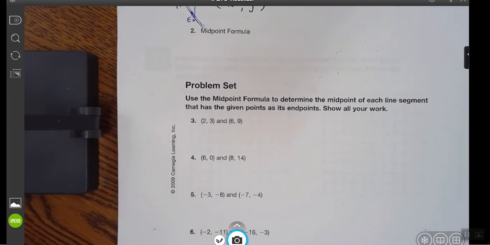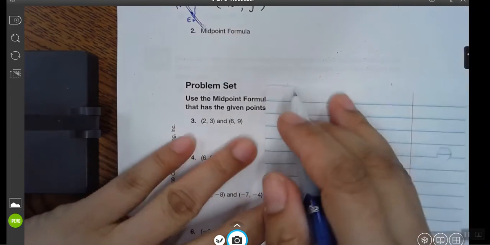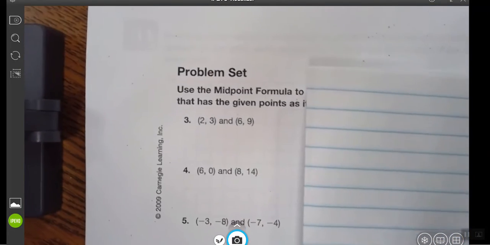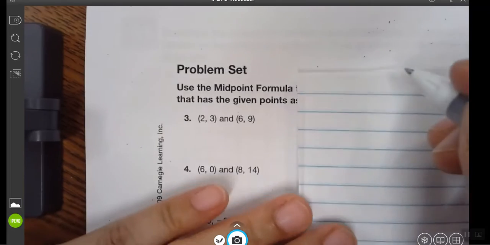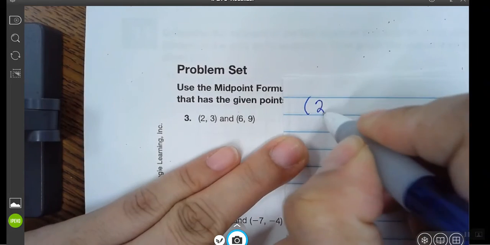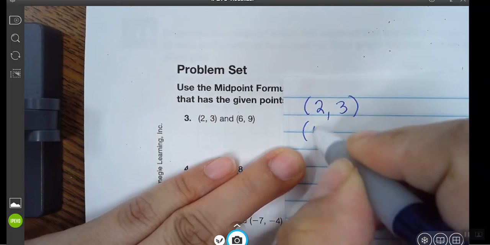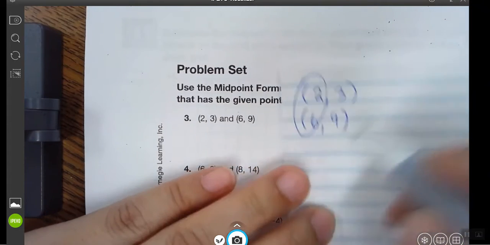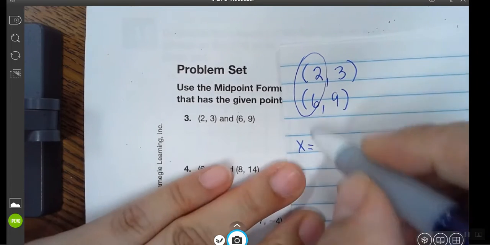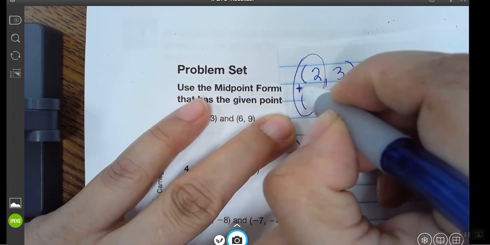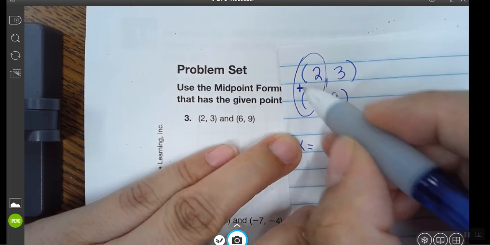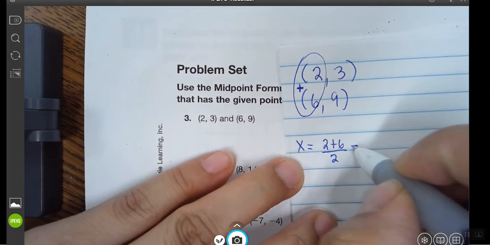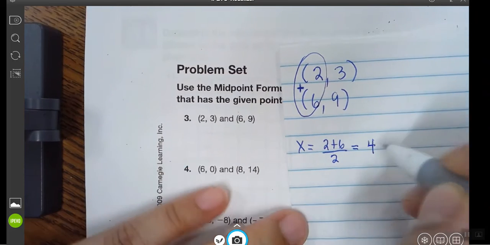So here we go. They give you 2 points, and once again, lower this a little bit so we can see the numbers better. I stack my numbers, my coordinate points, because I've said this before, I can see my x's so much better. So to find the x, I'm going to add the x's. So this is 2 plus 6 and divide by 2. So this will give me a 4.